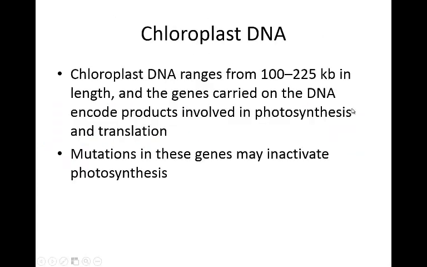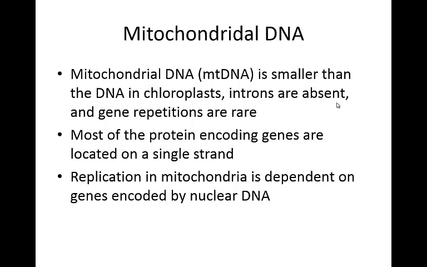So chloroplast DNA ranges from about 100 to 225 kilobases in length, and the genes that are carried on this DNA are primarily going to encode products involved in photosynthesis and translation. And we know this because mutations in these genes can inactivate photosynthesis. The mitochondrial DNA, or mtDNA, is smaller than the DNA in chloroplasts. We see that introns are absent. This is also something that we see in prokaryotic cells. They typically are not going to have these introns. And gene repetitions are rare, and so it's really been pared down to the most essential genes for this.